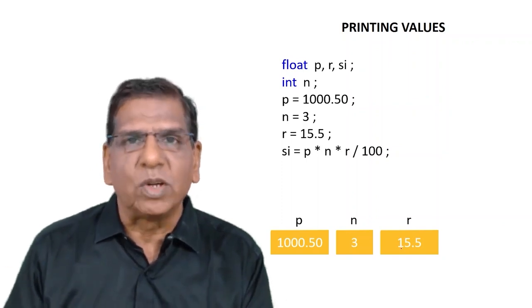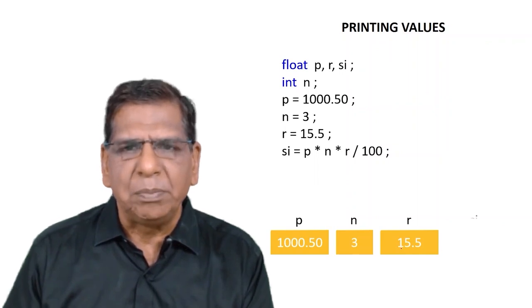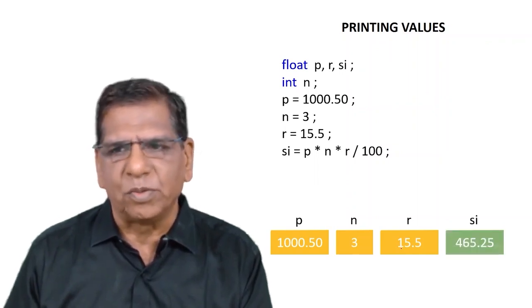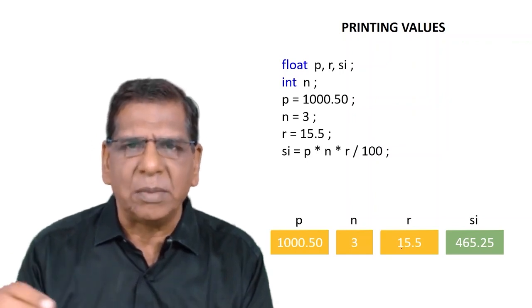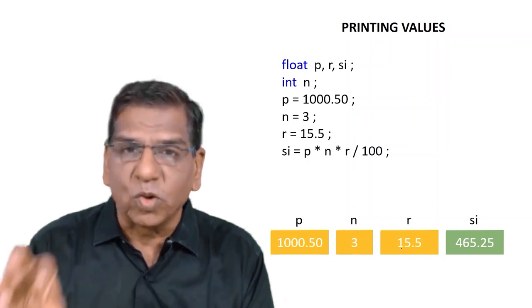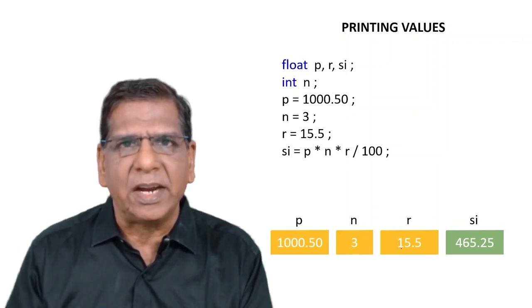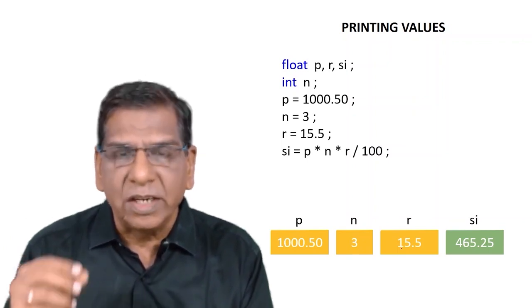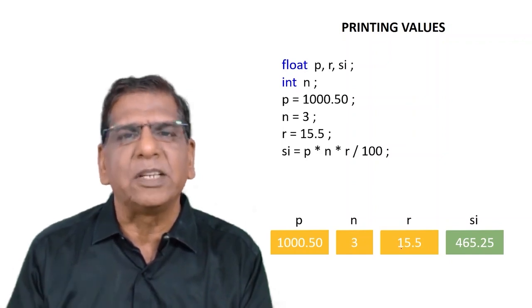Value that you obtain out of this will be stored in yet another location. Maybe P into N into R slash 100 turns out to be 465.25. So that is stored in yet another location and a name SI is given to that location. But what is stored in this location is not visible to me with a naked eye. So I need some agent who will pick the value from this memory location and display it at a place where I can see it.